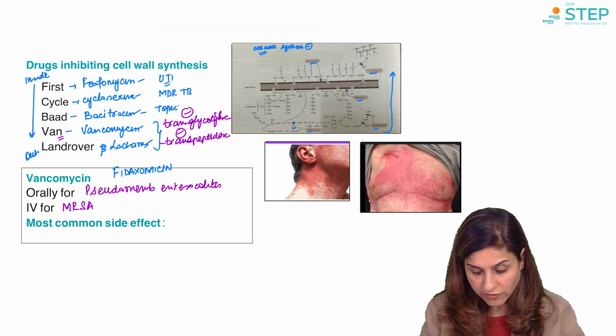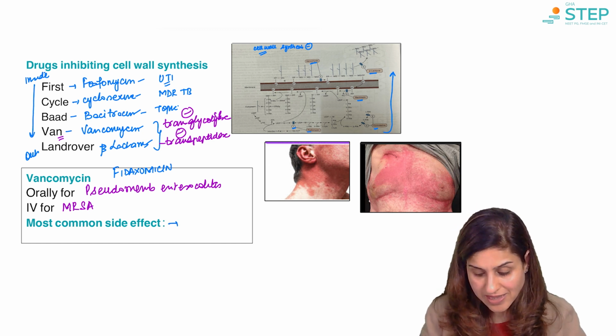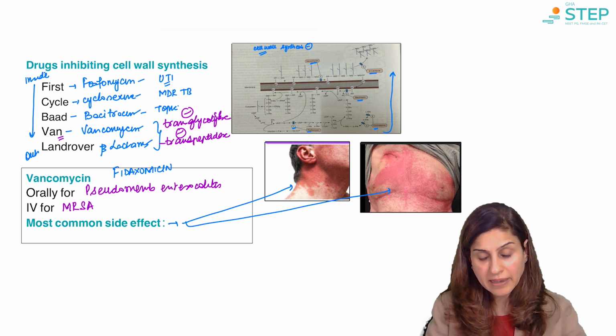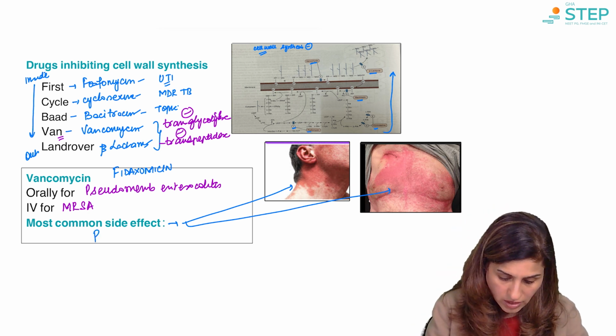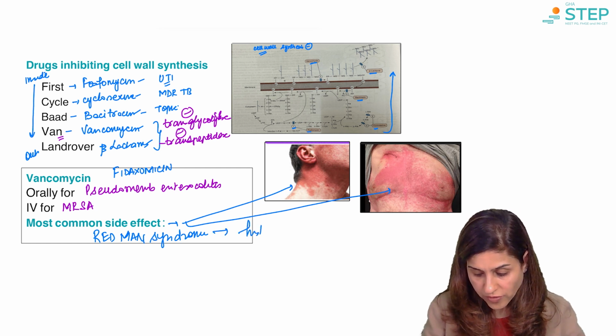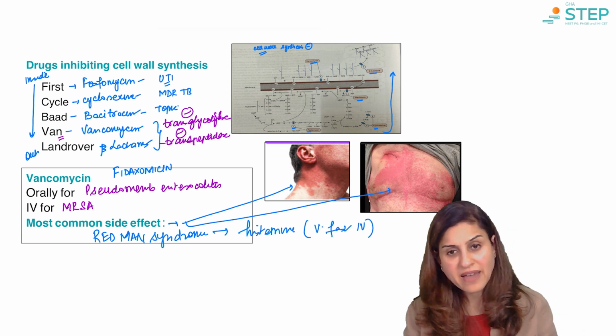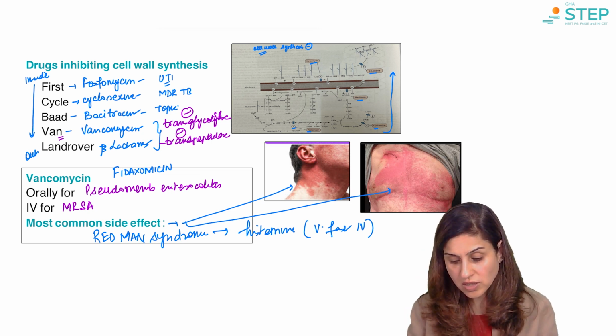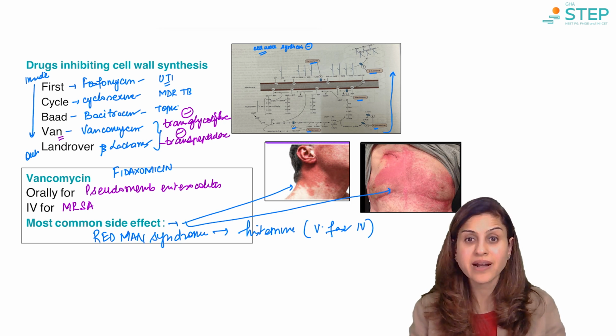What is the most common side effect which is seen with vancomycin? It is a rash. This is the kind of rash that you see, a maculopapular rash. And in this condition the patient is becoming red. It is called red man syndrome. So what happens in red man syndrome? There is a release of histamine. When you give this drug by very fast IV infusion, there is a release of histamine and the patient gets all red all over. That's why it's called red man syndrome.